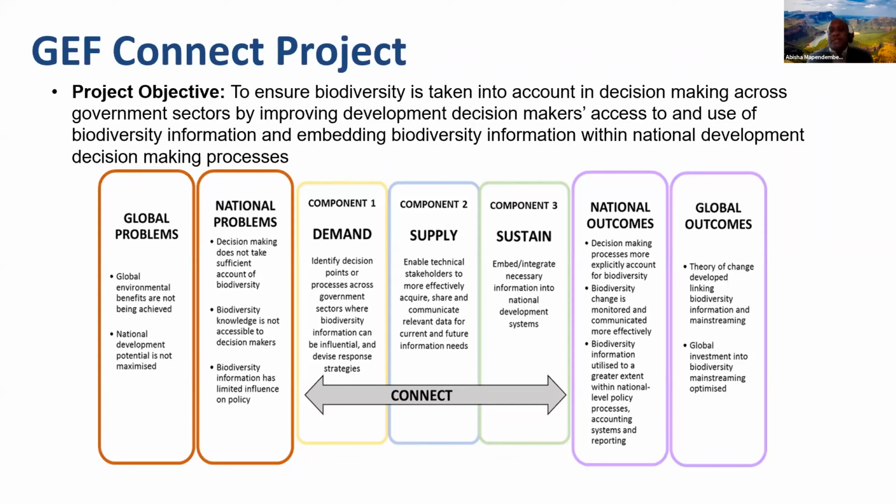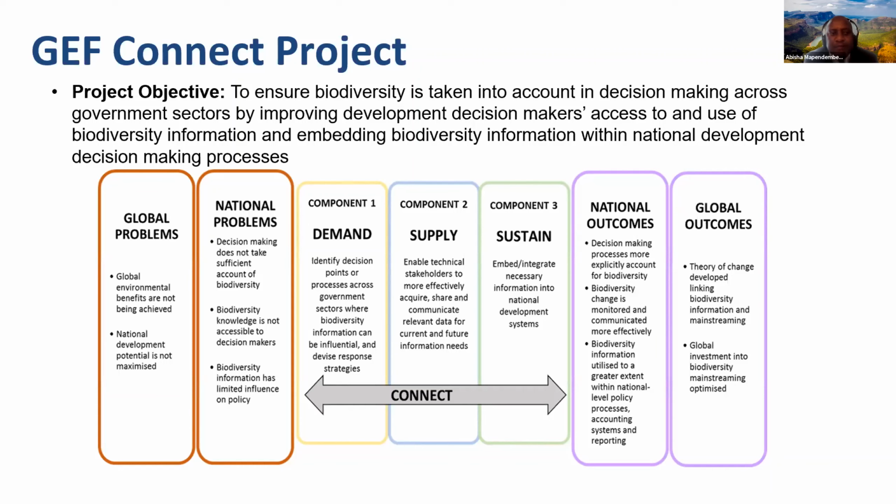It has 3 main components. The first is trying to address the demand side of biodiversity data and information. That entails trying to clearly understand the in-country demands for and barriers to using biodiversity data and information within government decision-making processes. The second key component of the Connect project is the supply side of biodiversity data and information. Try to understand where that data actually is available in order to feed into the demand.